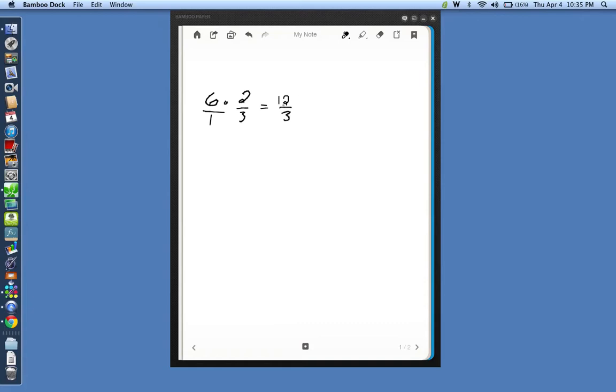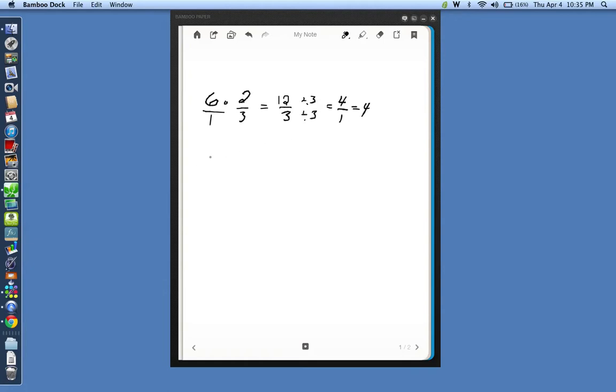So we're going to always check if we can reduce it. We know 12 is divisible by 3. So we divide 12 by 3 and then divide 3 by 3. That'll give us 12 divided by 3 is 4, and then 3 divided by 3 is 1. So 4 over 1 is the same as 4.